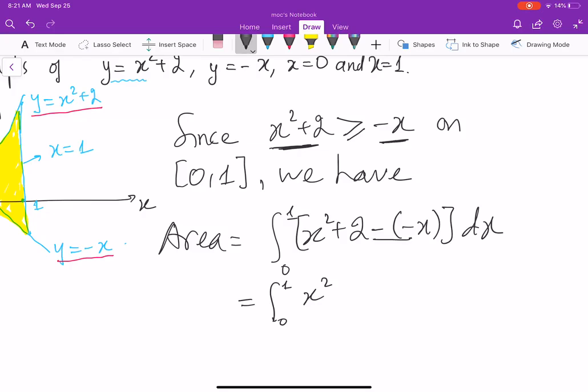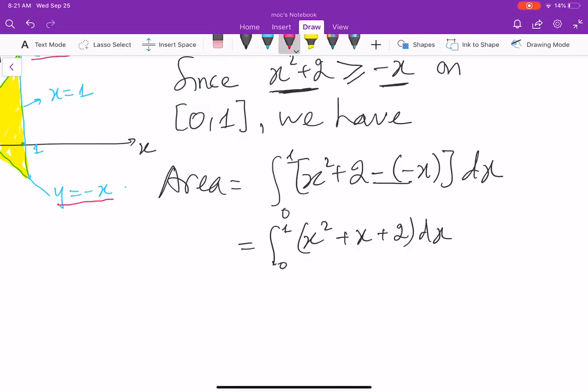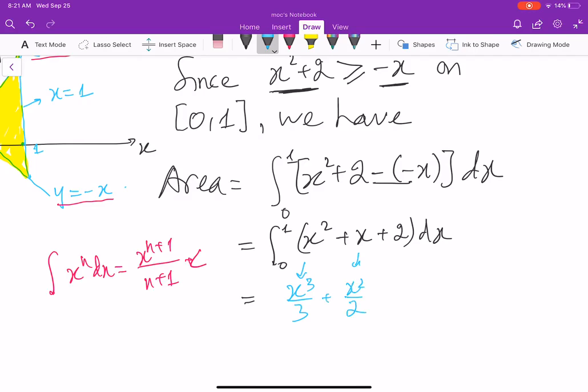Minus with negative would be plus x plus 2 dx. And then we use the power rule. The power rule says the antiderivative of x to the n dx is x to the n plus 1 over n plus 1 plus c, right? So this is equal to the antiderivative of x squared, which is x cubed over 3, x is x squared over 2, and then 2 is 2x.